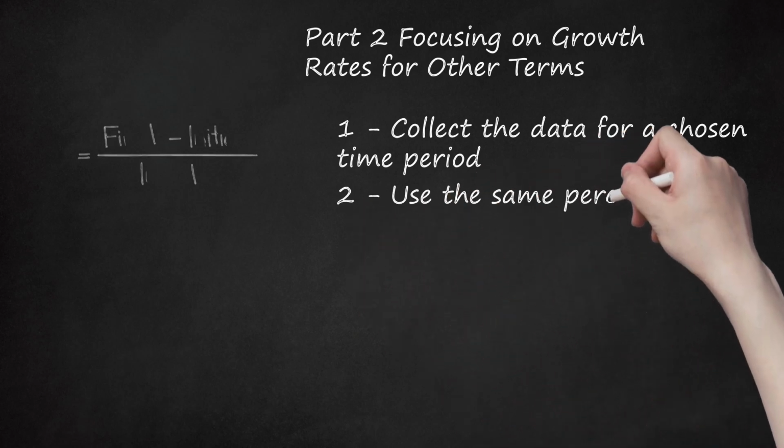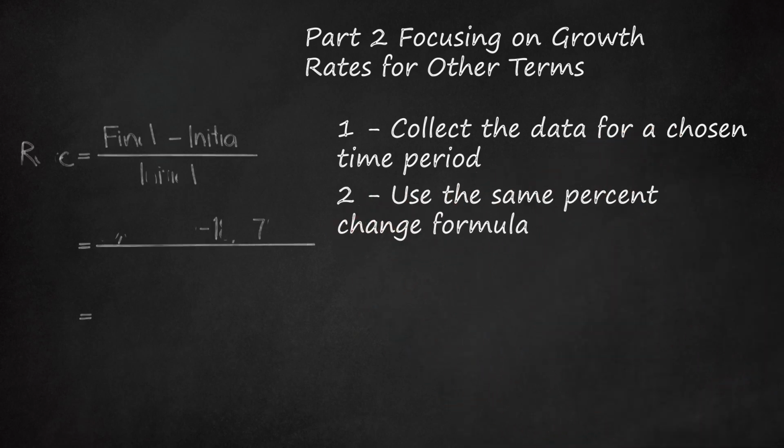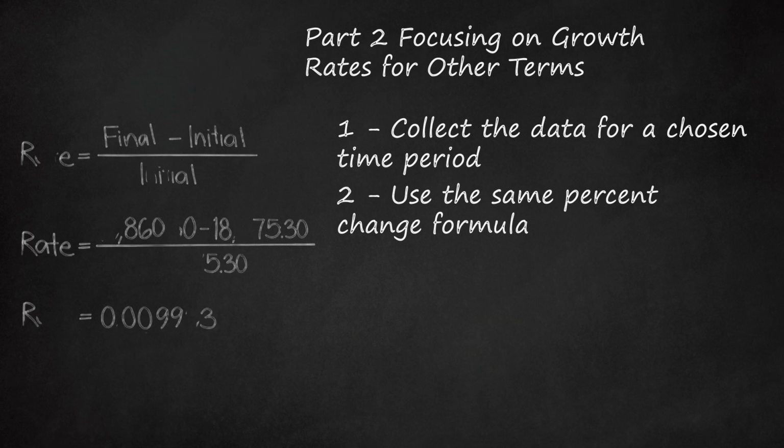2. Use the same percent change formula. Whether you want to calculate a growth rate over an annual range or for a shorter or longer time period, the formula remains the same. You find the difference of the two chosen time periods, divided by the GDP of the initial time period. While you can measure quarters, years, decades, or any other period you wish, you must be consistent.